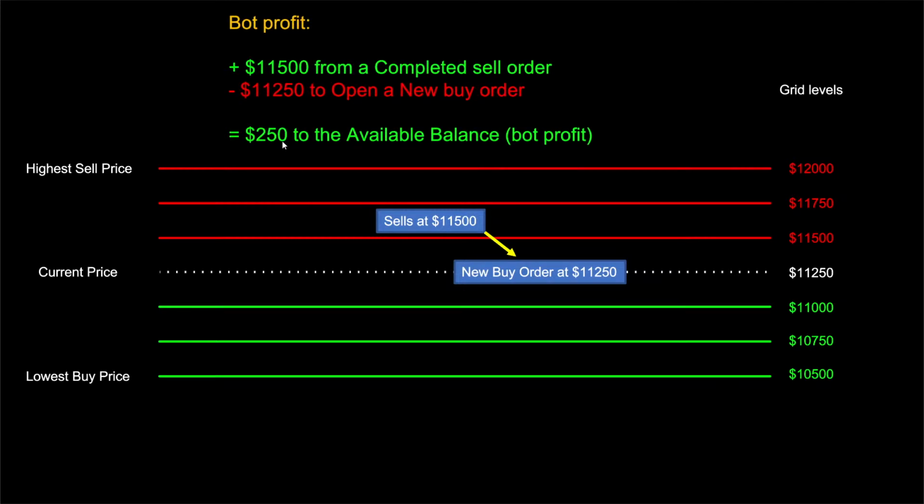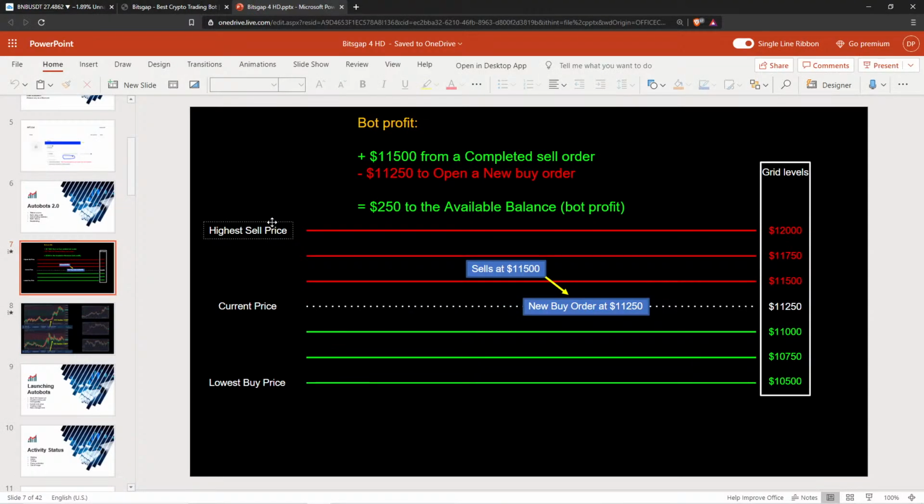So that's exactly 250 from this trade, and that process is an everlasting process as far as the market price stays within the trading range. So it stays within the boundaries of the highest sell price and the lowest buy price. So that's the idea of automated bots that we have.